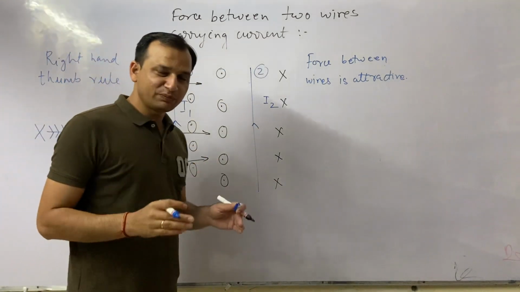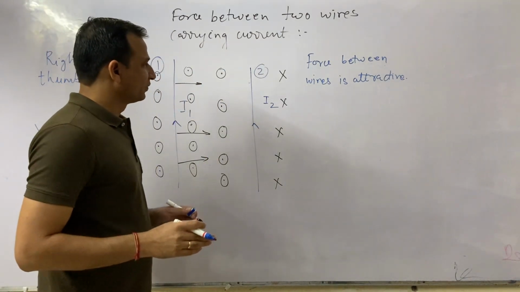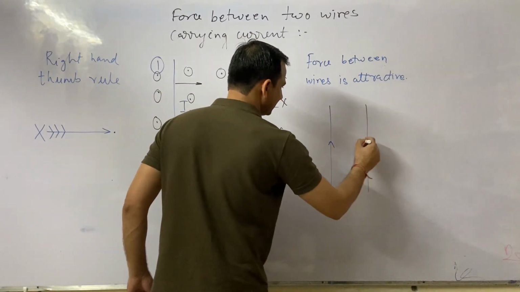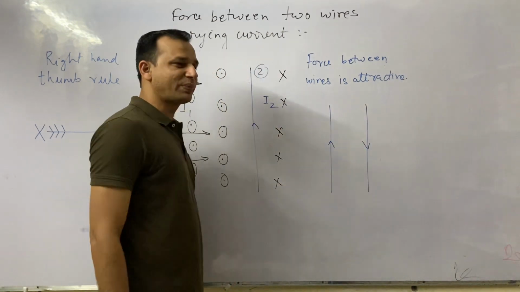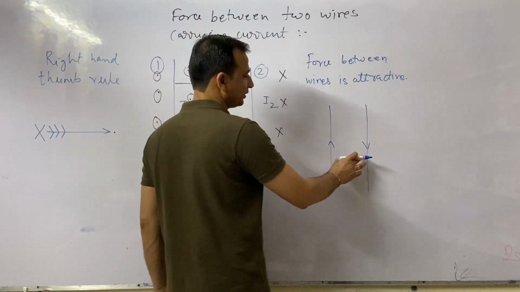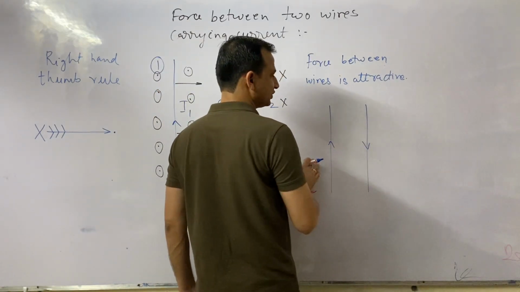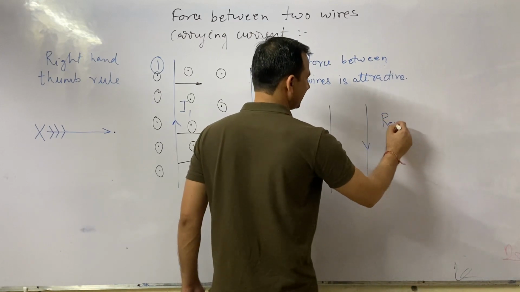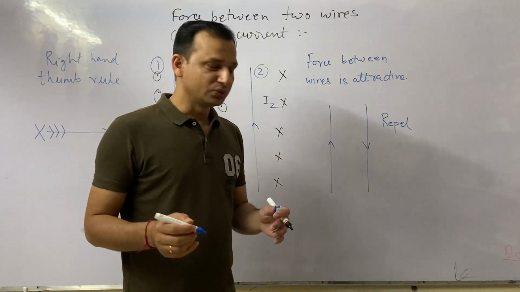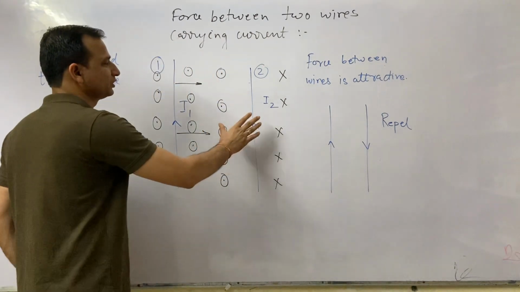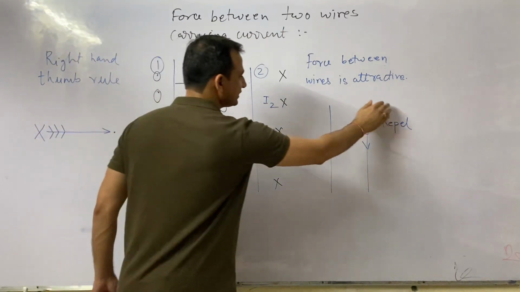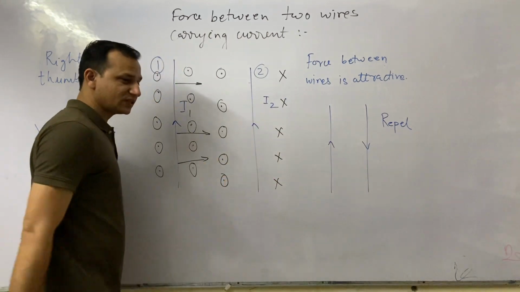You can apply the same principle when two wires are carrying current in opposite directions, but are still parallel to each other. You will find that the force will be repulsive in nature. It means they both will repel each other. I will leave that practice to you, to check how the force will be experienced by wire 2 and wire 1 in this situation.